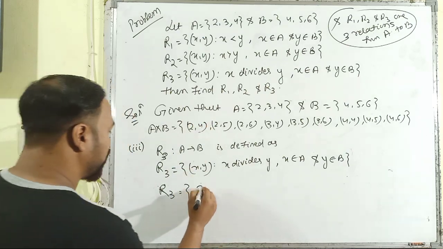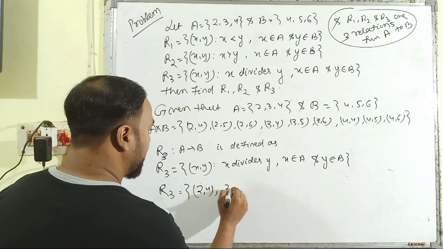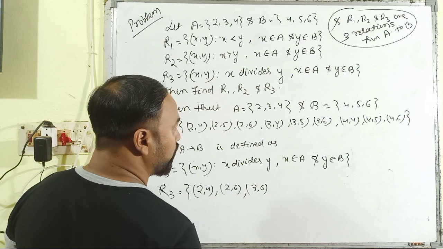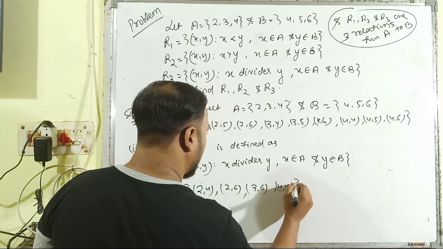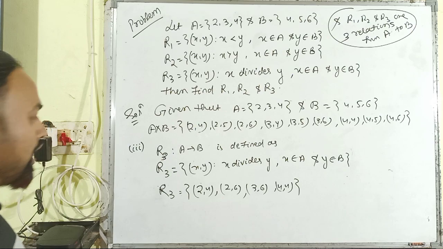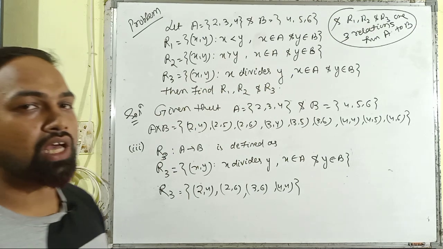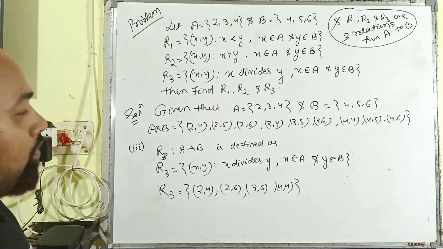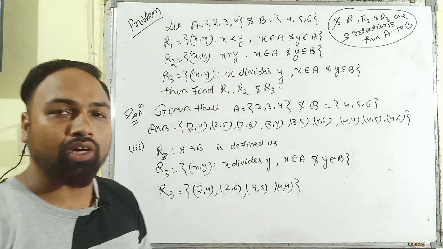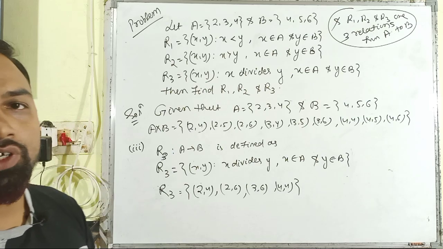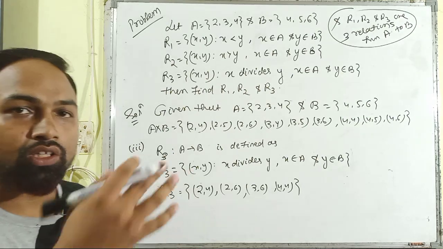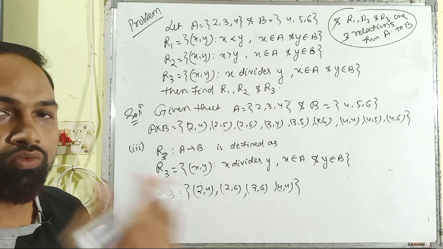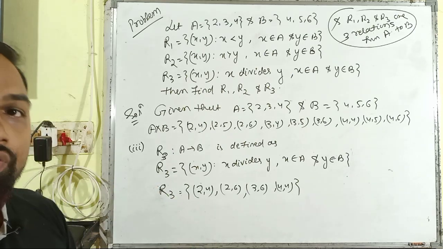So here it is (2, 4), then (2, 6), then we can write down (3, 6), and also we can take (4, 4) because 4 is a factor of 4. So this is the relation R3, and all of the relations are again subsets of A cross B. So up to this problem, we have studied what a relation is, the connection between subsets and relations, and we have solved some problems. Then moving towards the representation of a relation.